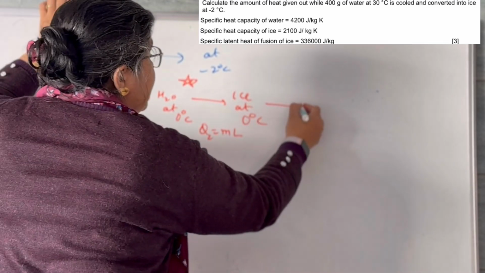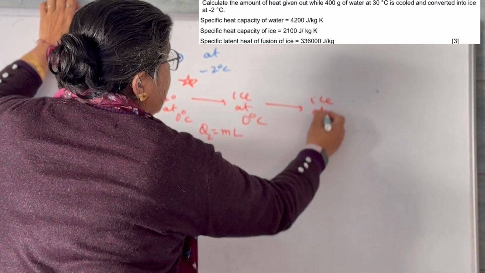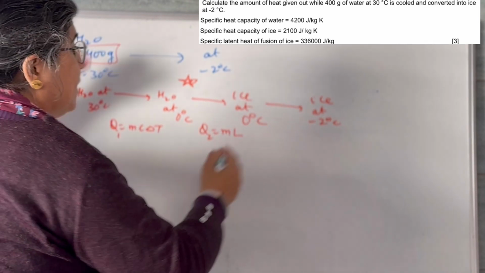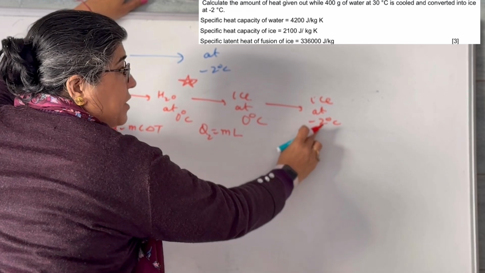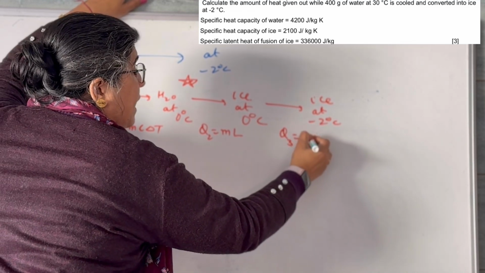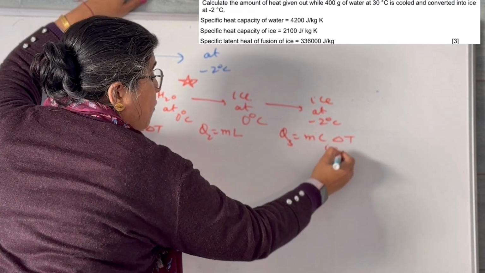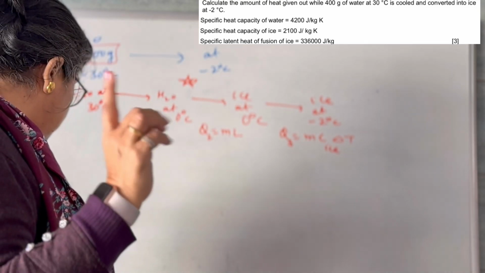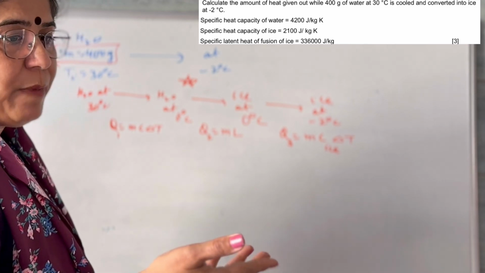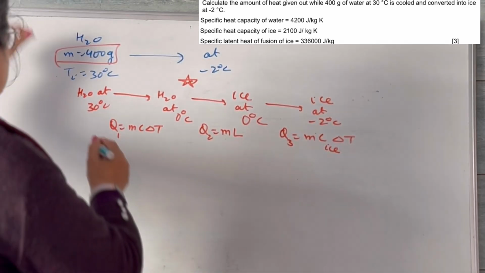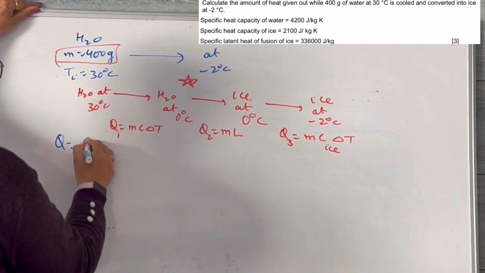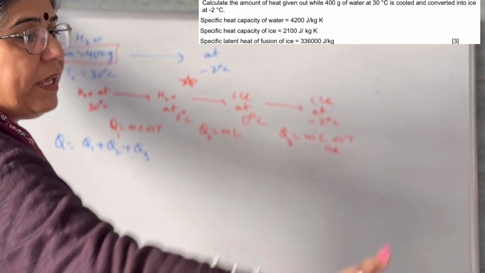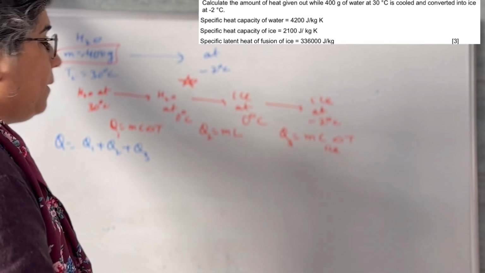Then this ice at 0 degree will cool down to minus 2 degree. It will remain ice, but cooler and cooler, minus 2 degree. Here only temperature change, so this will be mc delta T, but C will be for ice. C of ice is different than C of water. Remember, with different states of matter, specific heat changes. So what will be the total heat? Q1 plus Q2 plus Q3 will be given out at each step of cooling, freezing and then again cooling.